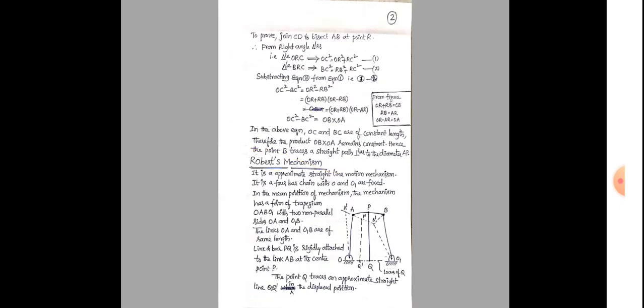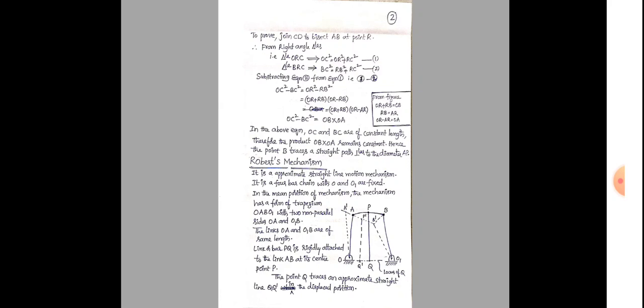Now in order to prove, what I should do, I should join point C and D. So join CD. I should join the points C and D such that it bisects the AB at point R. Now after bisecting, I can find the two right angle triangles. One is triangle ORC. It is one right angle triangle.